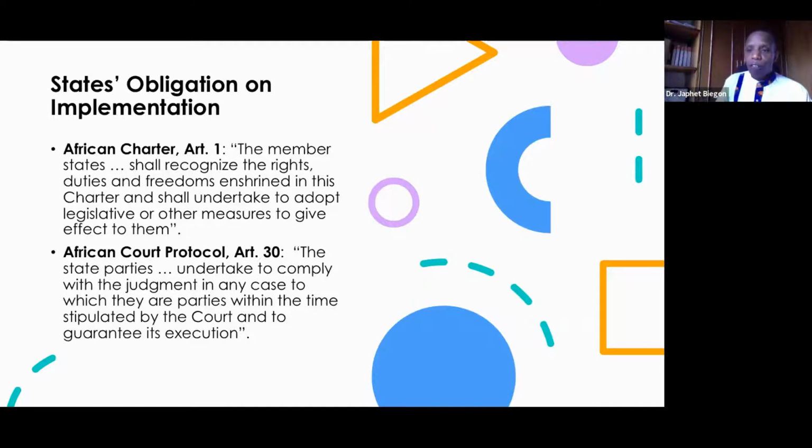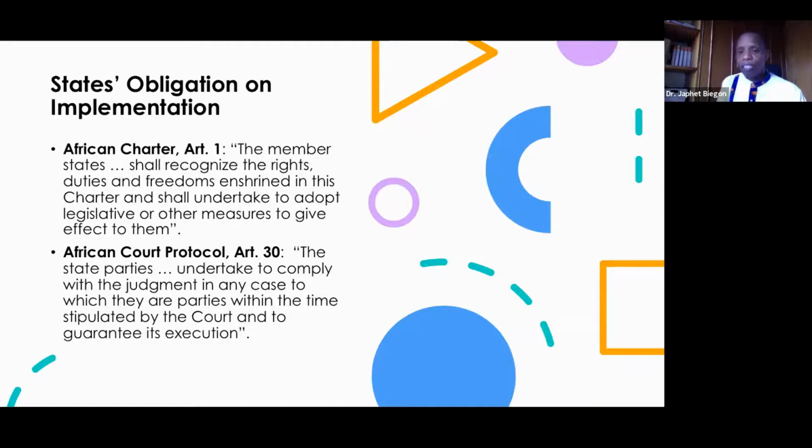And a series of Executive Council or African Union Assembly decisions always encourage and ask member states to comply and implement the decisions of the African Commission. But when it comes to the court, this argument does not arise, because the obligation of states to comply with the decisions of the African Court is clear and unequivocal. Article 30 of the African Court Protocol provides that the state parties shall undertake to comply with the judgment in any case to which they are parties within the time stipulated by the court and to guarantee its execution.